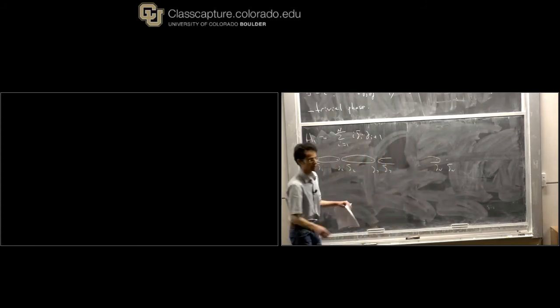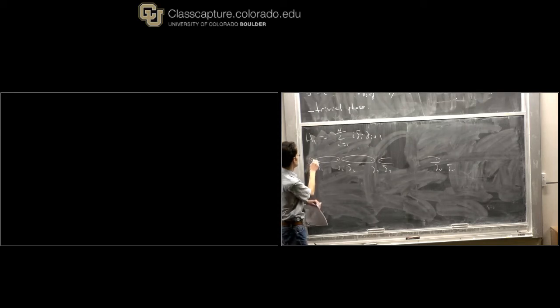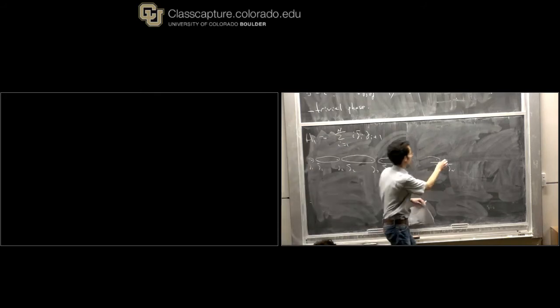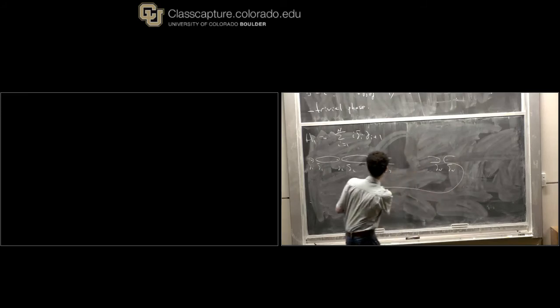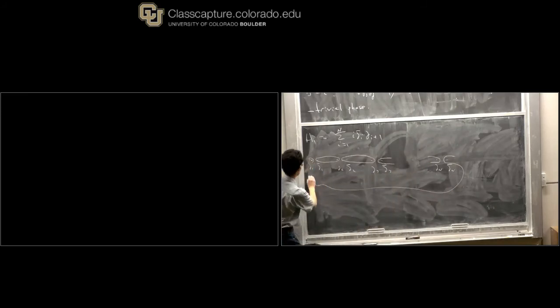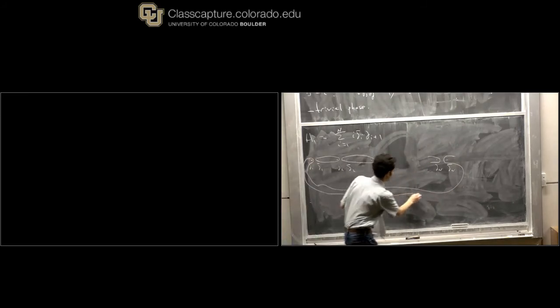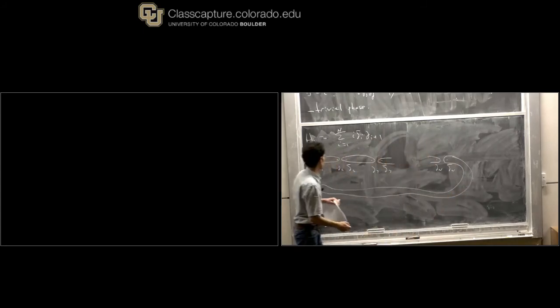Let's say for now I'm on a circle, on a ring. Let me use periodic boundary conditions. So then, this one is coupled to this one. I don't know if I can pull this off, but all right.